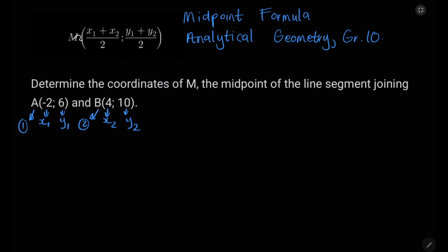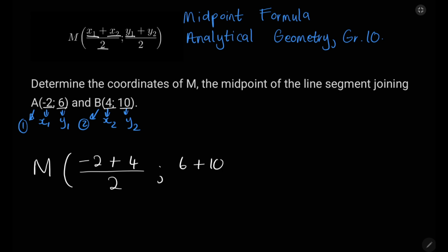We have M, let's write our M, open a bracket, we have x1. Where's your x1? There's your x1, it's negative 2. So this will be negative 2 plus, we have x2, which is 4. So we'll write our 4 all over 2. We also have y1, where's your y1? It's 6. There's your y1 plus, we have y2, y2 is 10 all over 2.